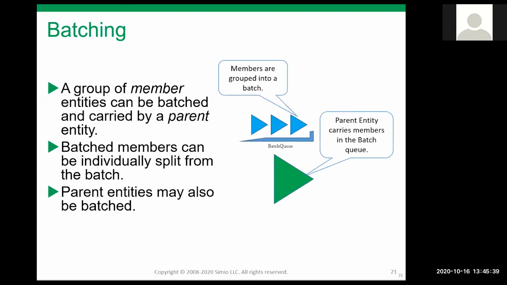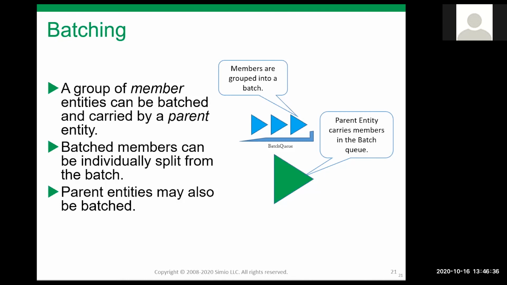And so a batch is done by a group of member entities being batched and carried by a parent entity. So in the examples I gave, the member would be the part, the parent might be the tray of parts, or the pallet of boxes or something like that. And so you can put as many members as you want to be carried by a single parent. And generally speaking, you're only processing that parent. So if you go through a process step with a pallet of 20 parts, typically your processing time is per pallet, not per part. But you can split up that pallet at any time. You can drop off parts at any location.